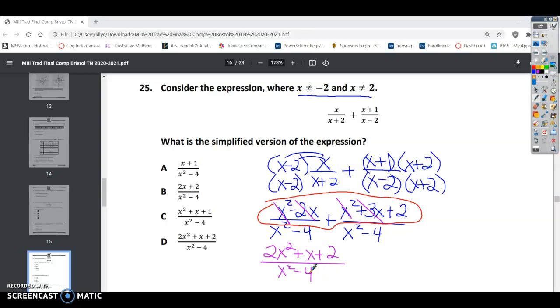All right, so if I look at my answer choices, see if I'm close. I'm going to have 2x squared plus x plus 2 over x squared minus 4, so I don't have to simplify that any further. So common denominator, combine your numerators, and then just combine like terms. So the answer for number 25 is D.